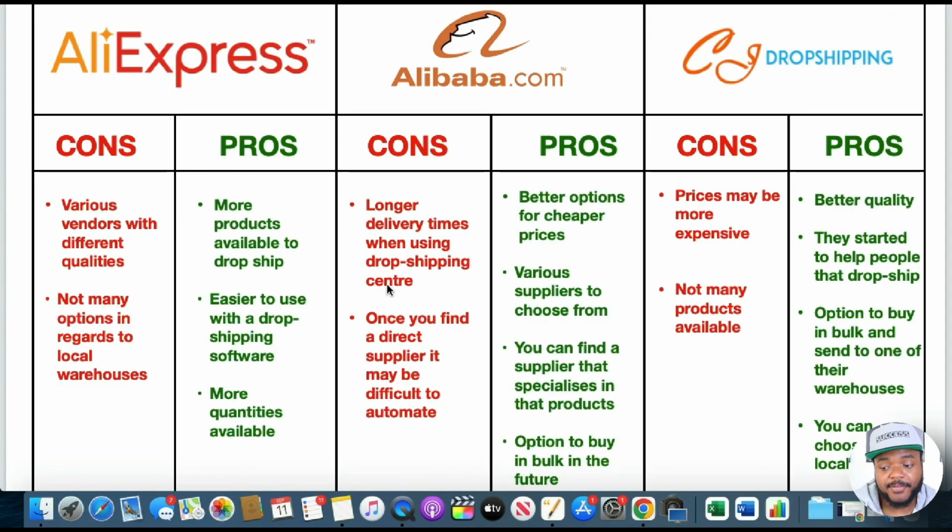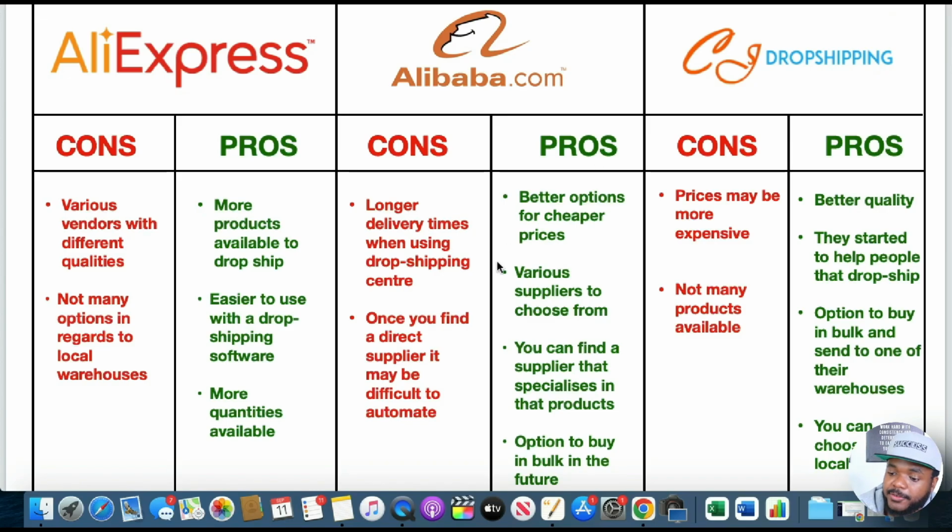Another con is that when you find a direct supplier that's willing to dropship the products, it may be difficult for you to automate your eBay dropshipping business. The reason is that supplier may not have the right software within their business for you to connect it to AutoDS or whatever automation software you want to use. You're only going to be able to connect AutoDS to Alibaba.com if you're looking to use the dropshipping center, not necessarily a direct supplier.